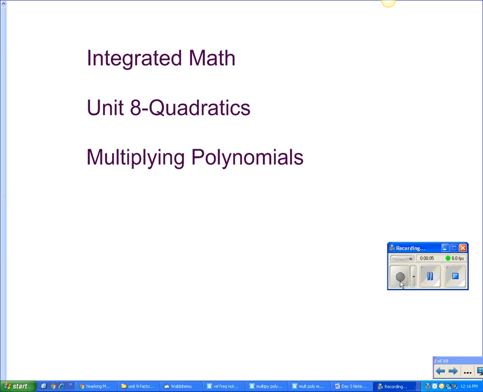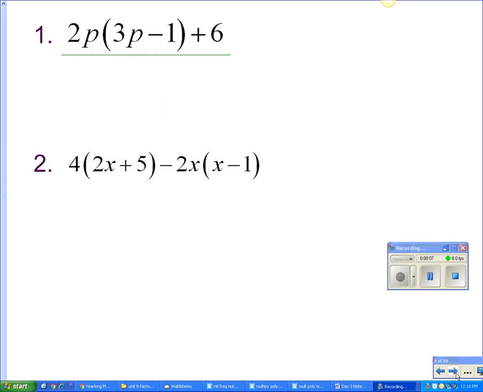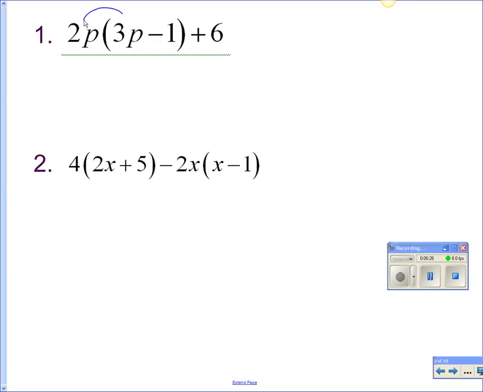Multiplying polynomials, unit 8. So number 1, write this one down: 2p(3p - 1) + 6. All right, here's what's new about this. We're still going to multiply 2 times 3 like we used to do, distributive property. What's 2 times 3? 6.